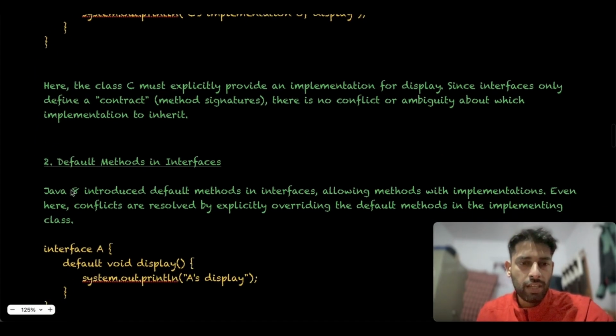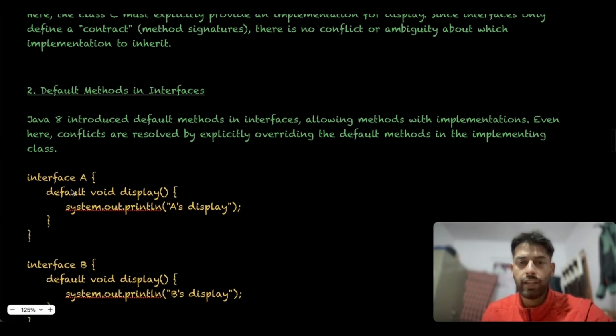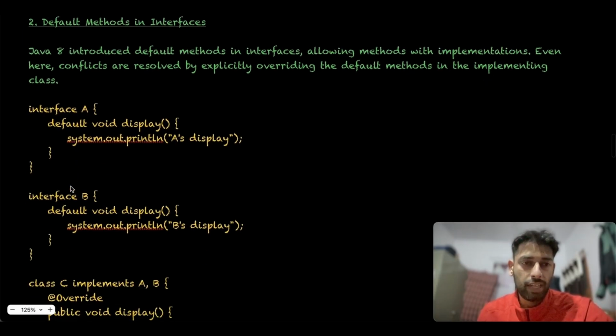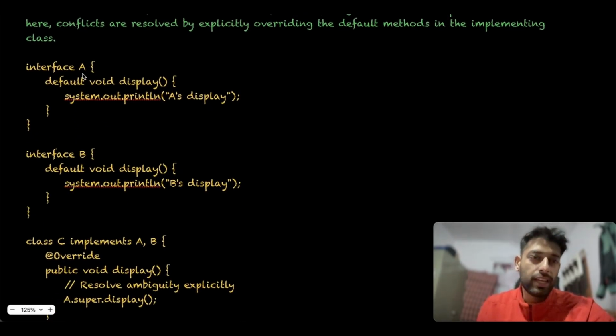Now you would also say that interfaces support default methods, which can have their own implementation. So how does Java's interface overcome that problem? Let's see here. Again, there is a display method in both A and B interfaces, and they have their own implementation and they are both default.